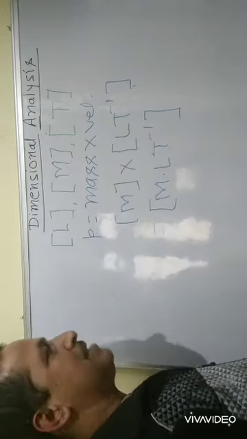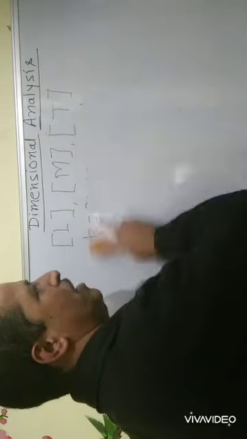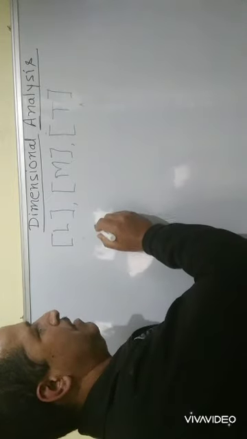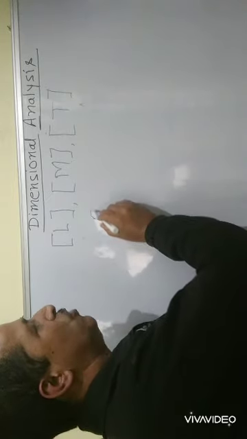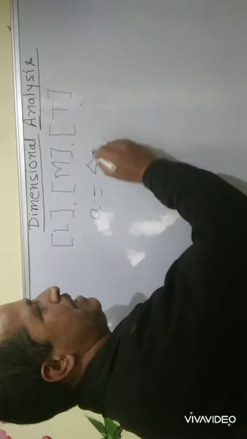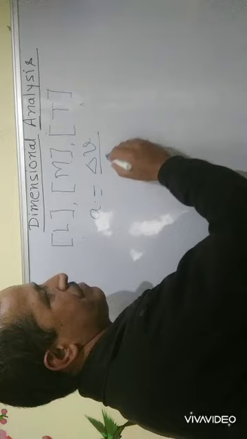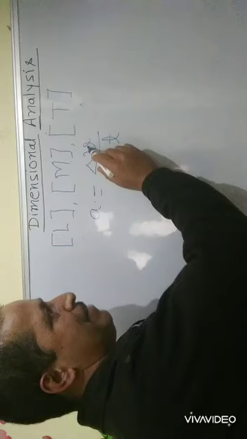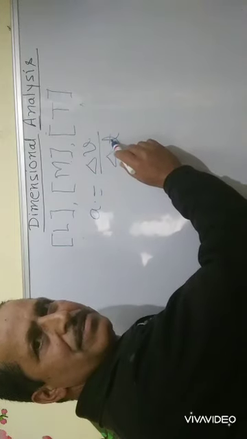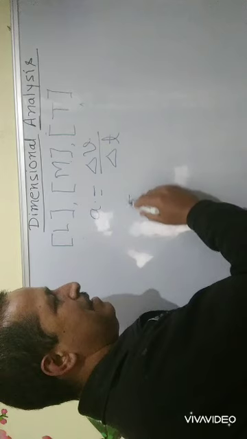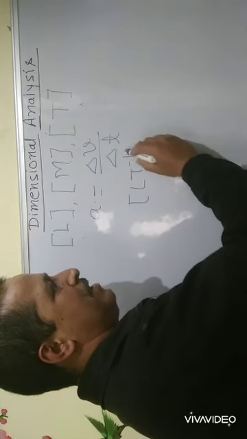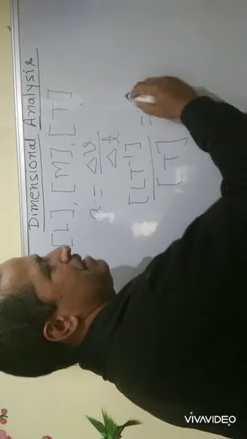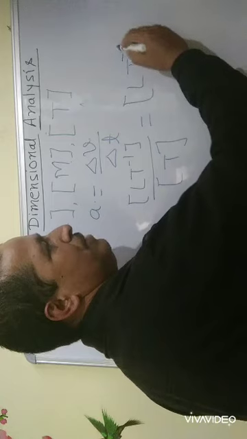One more example, let us find the dimensional formula for, say, acceleration. We know that acceleration is the rate of change of velocity. So dimensions of acceleration are dimensions of velocity divided by dimensions of time. That is LT minus 1 divided by T. This becomes LT to the power minus 2.